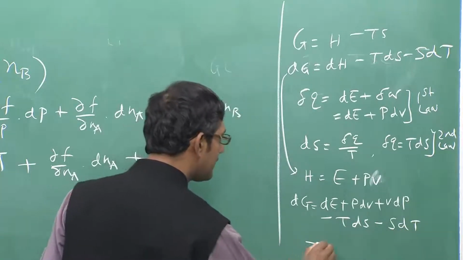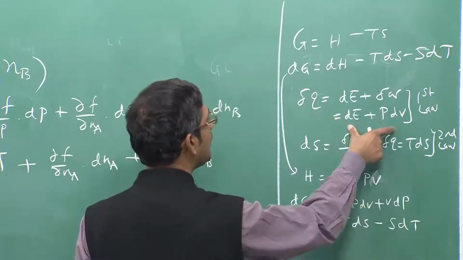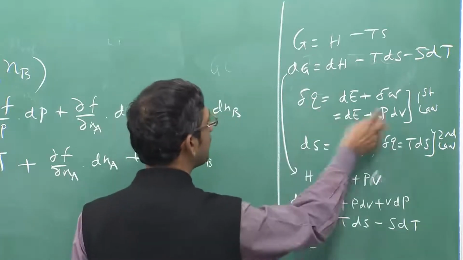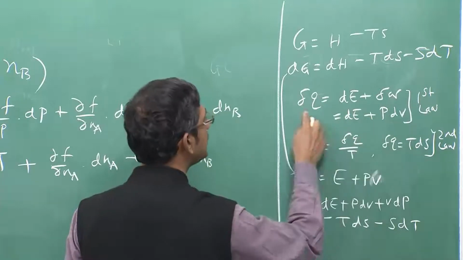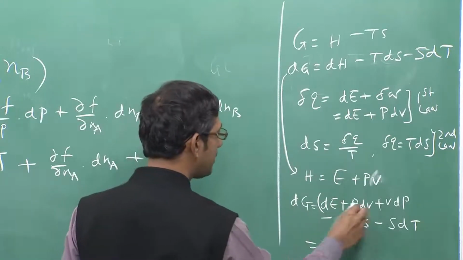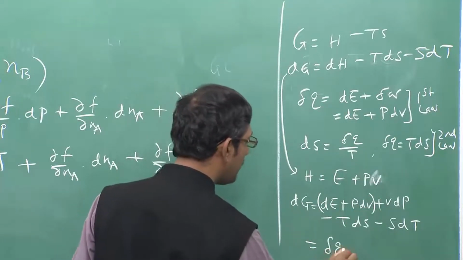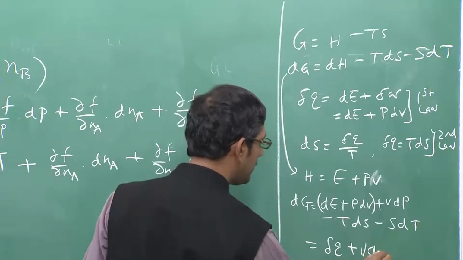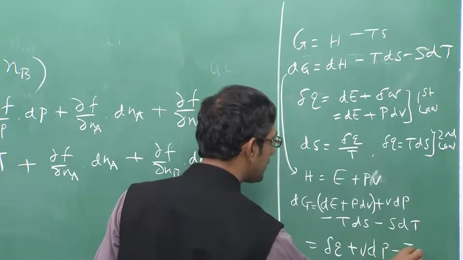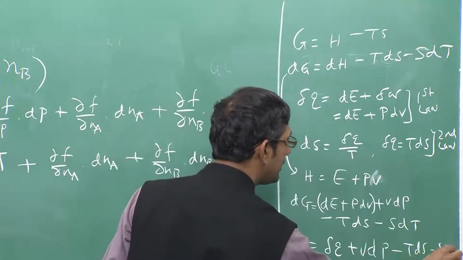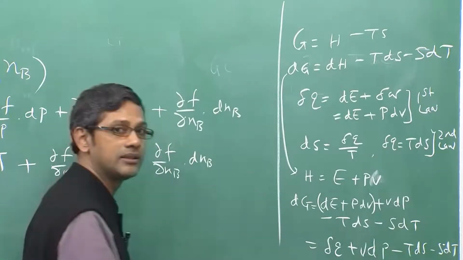So now we can clearly see dE plus P dV is equal to del Q. I can write down from the first law dE plus P dV is equal to del Q. So this dE plus P dV becomes del Q plus V dP minus TdS minus SdT. Is it clear?